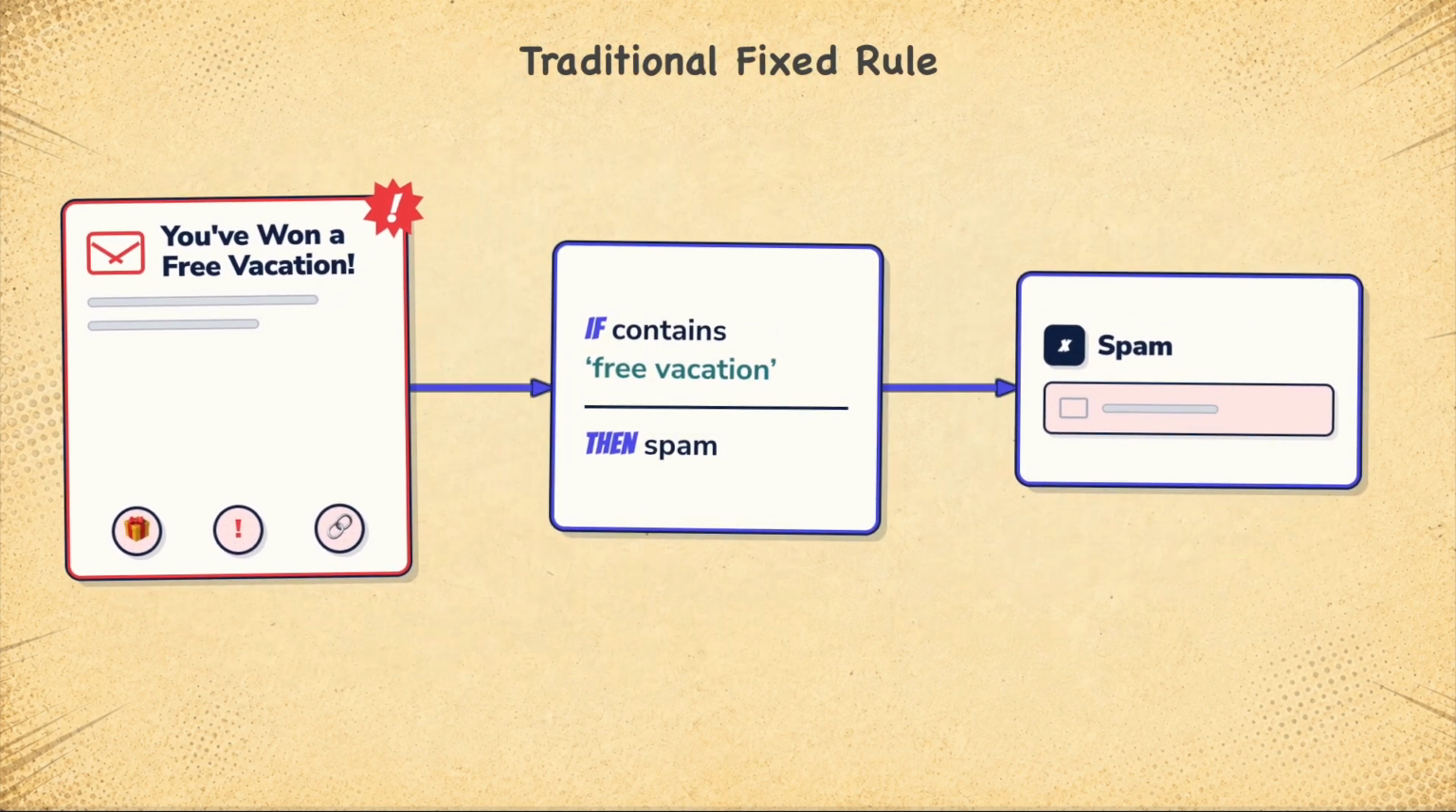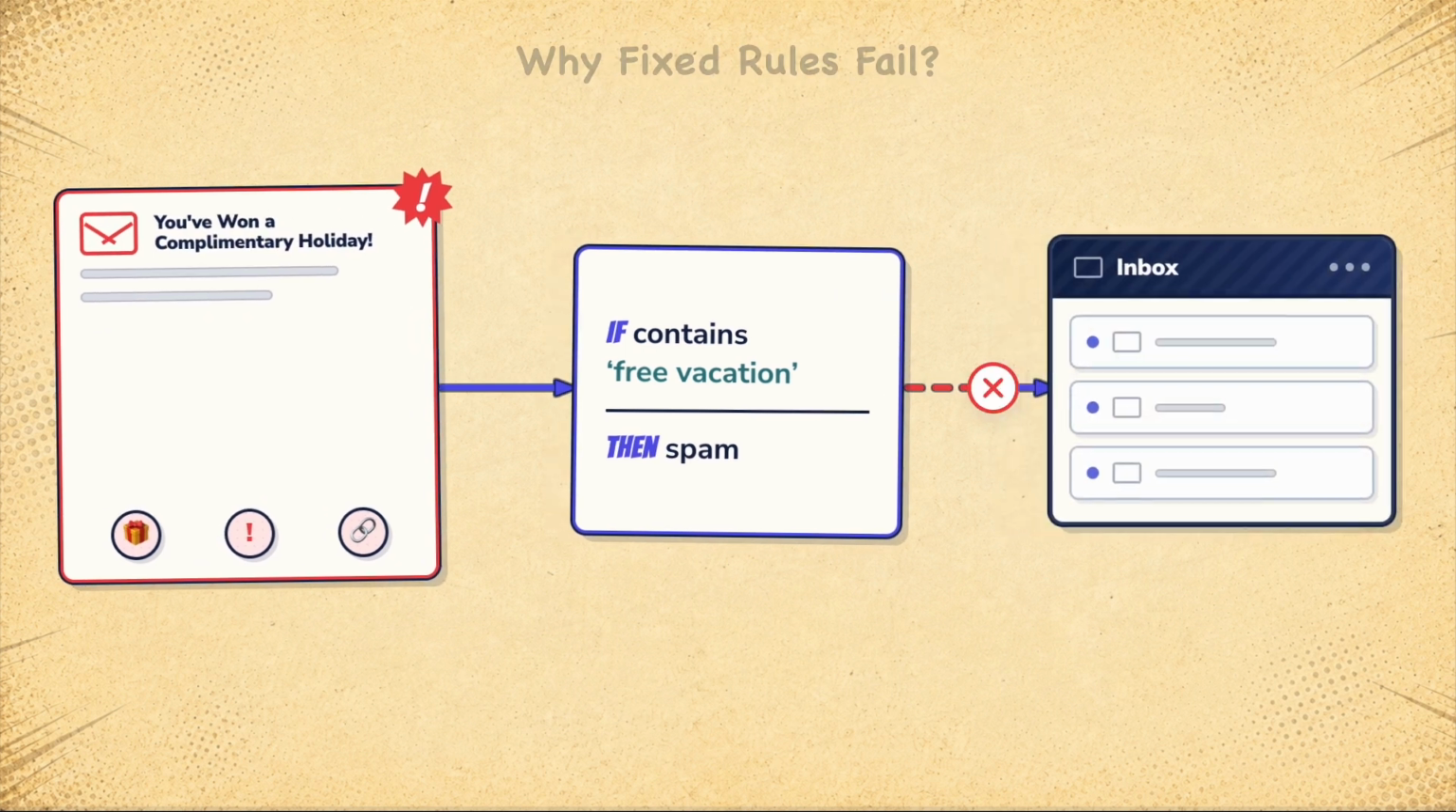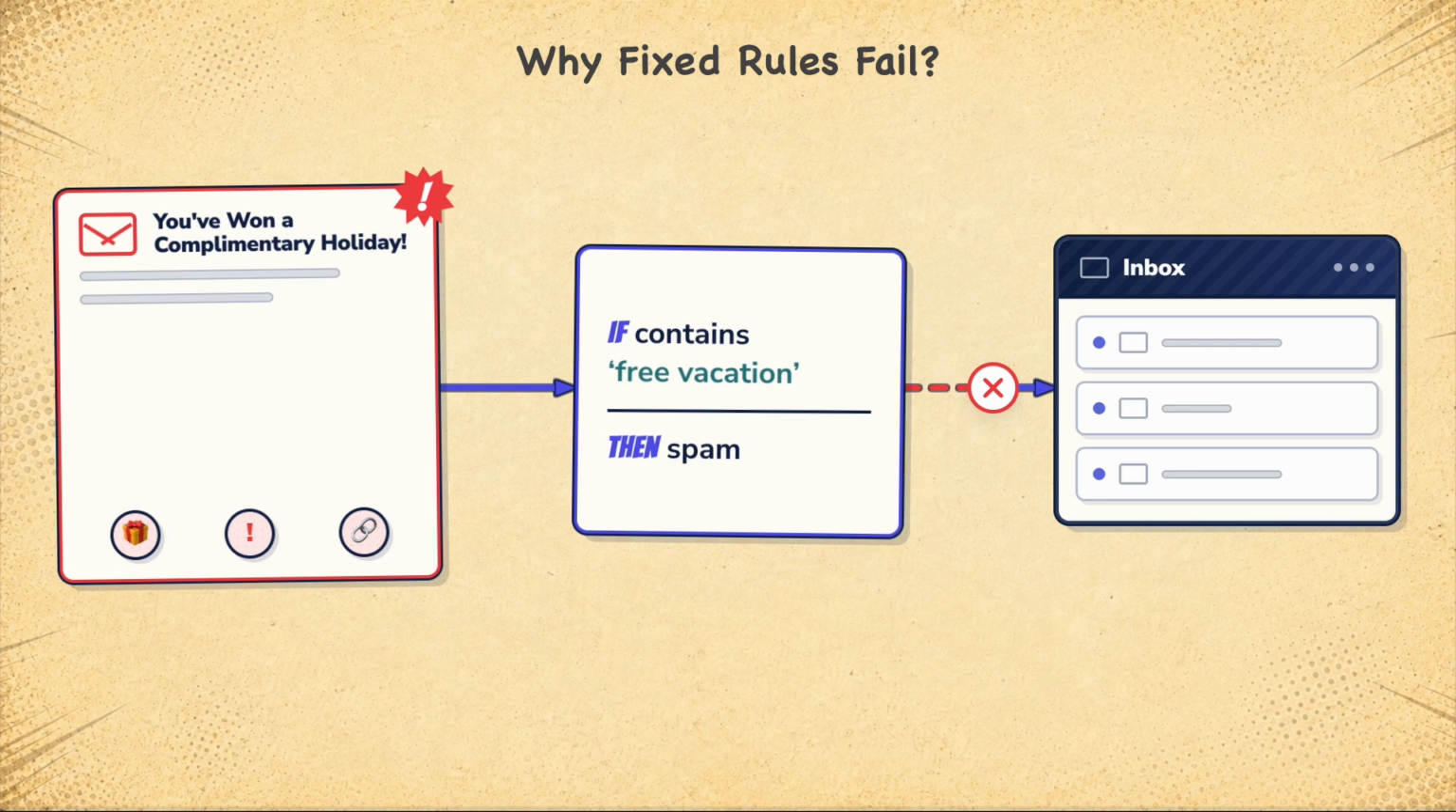A traditional computer program could use fixed rules. For example, a programmer might tell it to mark every message containing the phrase "free vacation" as spam. That rule may work for this message. However, a spammer could write "complimentary holiday" instead. The meaning would be similar, but the exact words would be different.